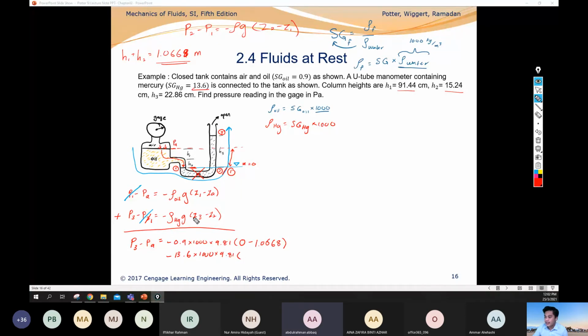All right. So Z3, where is Z3? This one. So what is the Z3? H3. What's the value? 22.86. 0.2286 minus Z1. What is the value of Z2? 0. So try to calculate here. Can you help me, everyone? I need your cooperation.